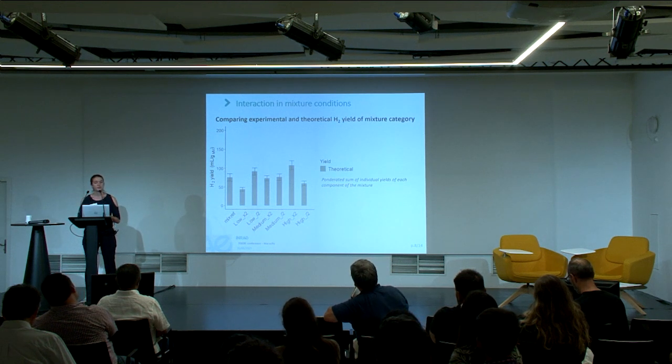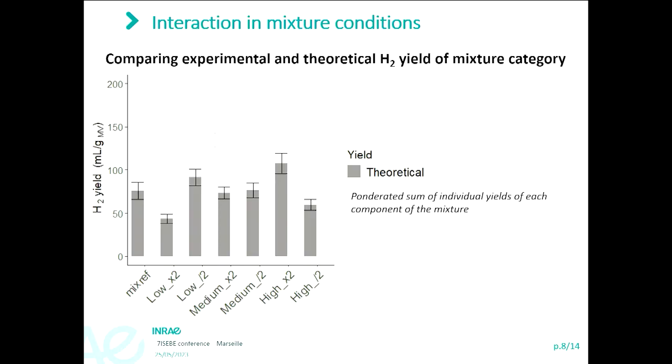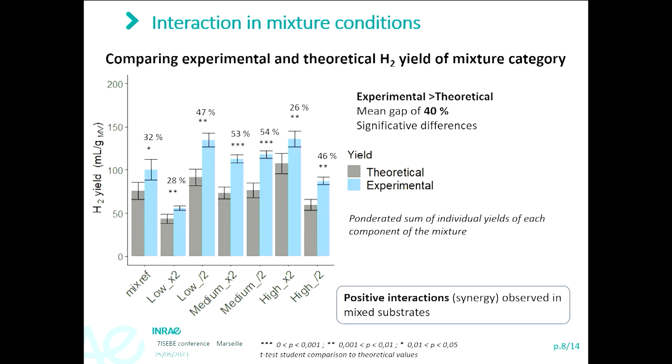Regarding the results for the mixture category, we firstly compare the experimental and the theoretical yield for the 7 mixtures studied. Here you have the theoretical yield for the 7 mixtures. And in blue, you have the experimental yield that we get during BHP assays.